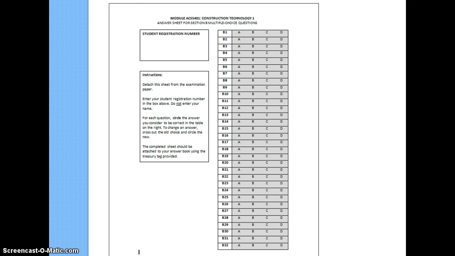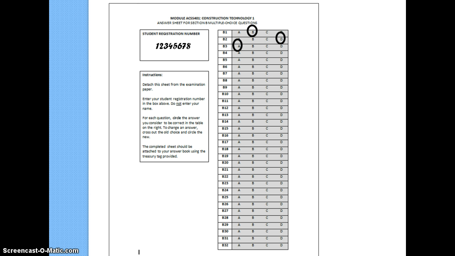Now, when you're answering your questions, you will find at the back of the examination paper a sheet that looks like this, and in each of the questions you have to provide a simple response, either A, B, C or D. So to complete this sheet, you must first of all enter your student registration number in the box, just your number, not your name, because the papers are marked anonymously, and then to answer each of the questions you simply circle the correct answer.